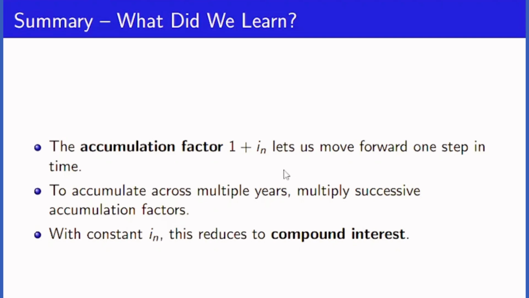So at the end, you know the accumulation factor, you know how to accumulate, which is multiplying the amount you are investing by the accumulation factors at each time. And if the interest is the same for time 1, 2, 3, 4, and 5, we say it is compound interest. We will talk about it in our next videos.